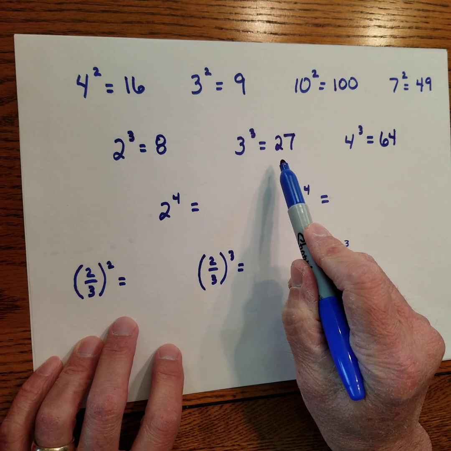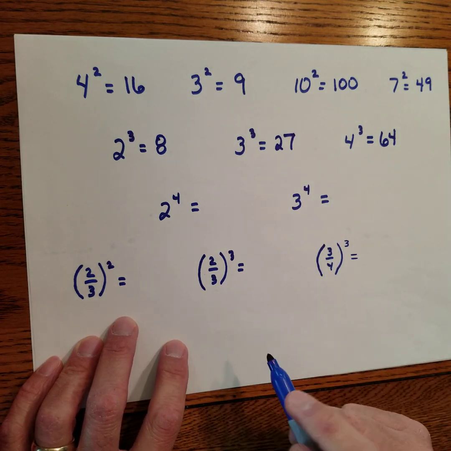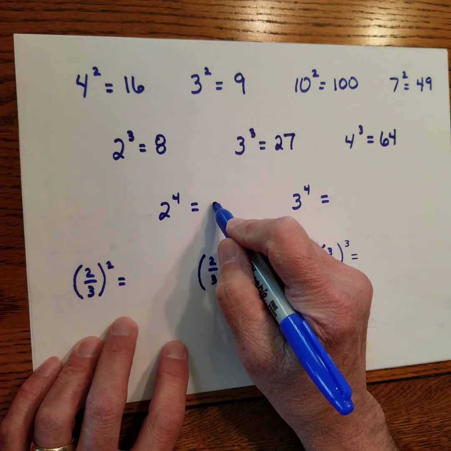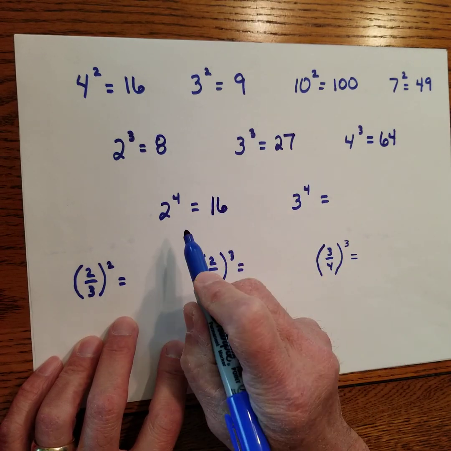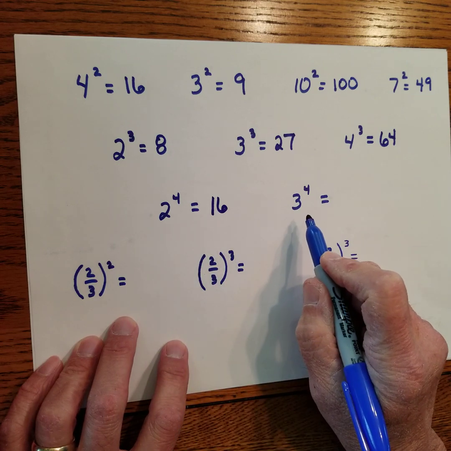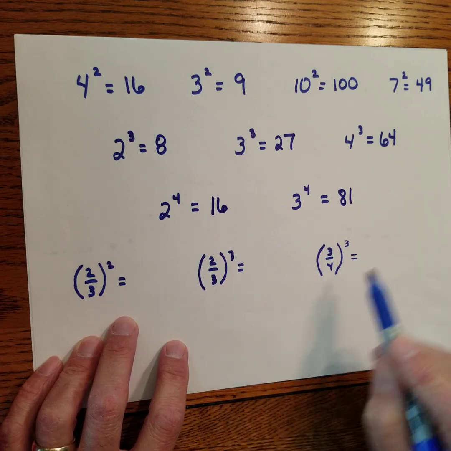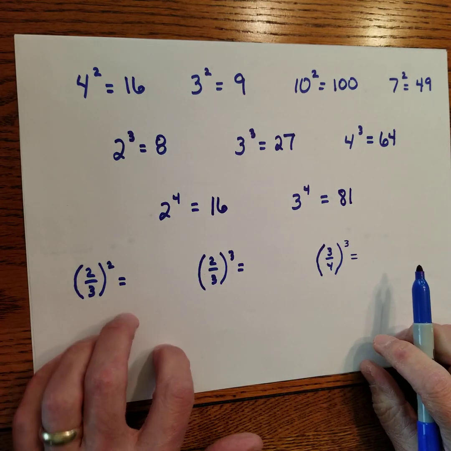They know that 3 cubed is 27, and that 4 to the third power is 64, and that 2 to the fourth power is 16. That's 2 times 2 times 2 times 2. And 3 times 3 times 3 times 3, 81. These numbers tend to come up over and over again.